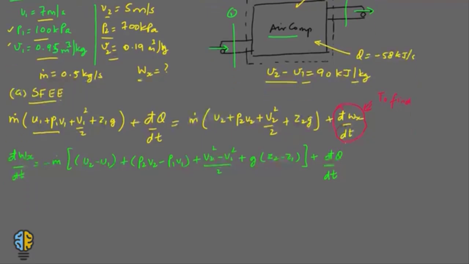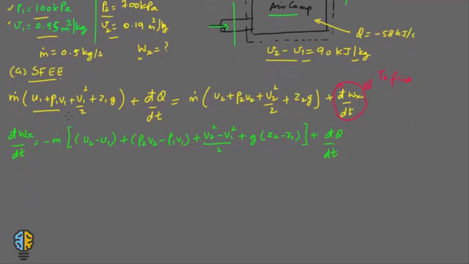Alright, let's put in the values now. This is 0.5 kg per second, so you will have minus 0.5 into the value for u2 minus u1, which is 90, plus you can put these values over here. So this is how much? This is 7 bar into v2, which is how much? 0.19.